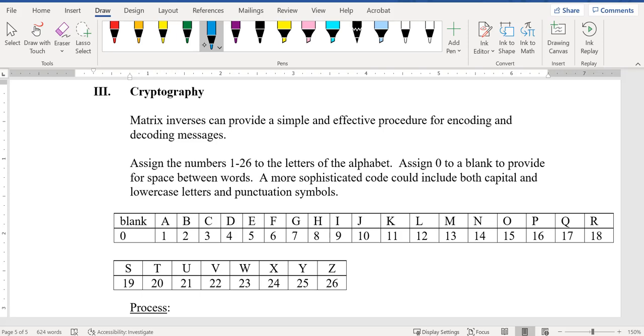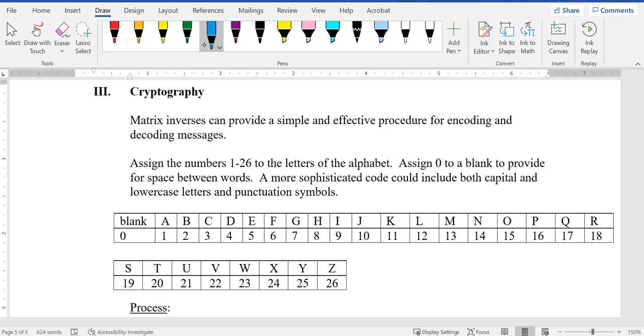Okay, let's go look at an application of matrices and their inverses. One area is in cryptography. So matrix inverses can provide a simple and effective procedure for encoding and decoding messages. So you're going to assign the numbers 1 through 26 to the letters of the alphabet, and you're going to assign a 0 to a blank to provide for a space between words. A more sophisticated code could include both capital and lowercase letters and even punctuation symbols.